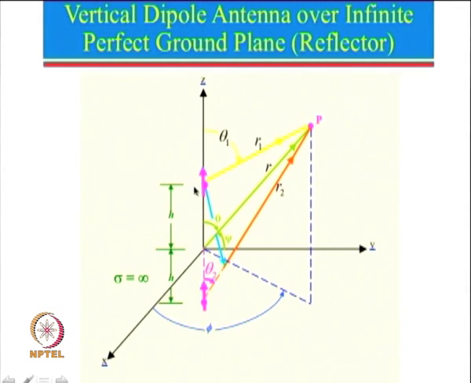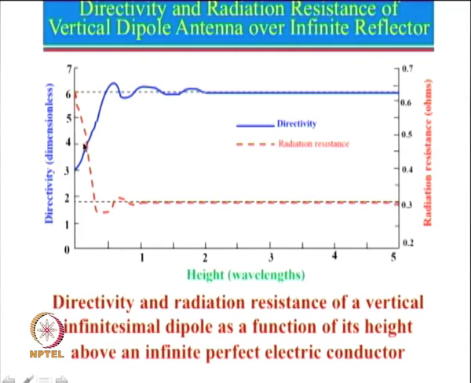So, if this height is lambda by 2 and this is also lambda by 2, the total height will be lambda, and that will give rise to the grating lobe, and hence the beam will split, and that is why directivity decreases.